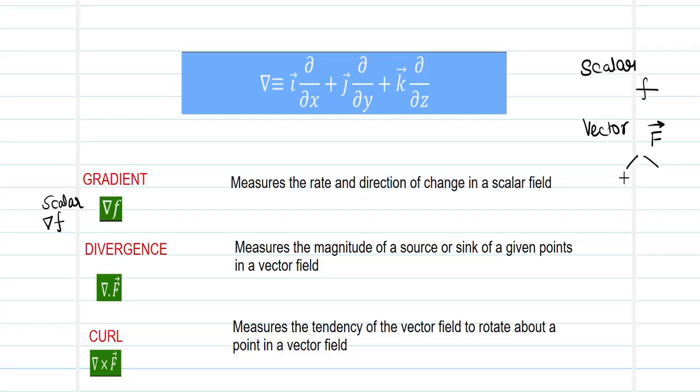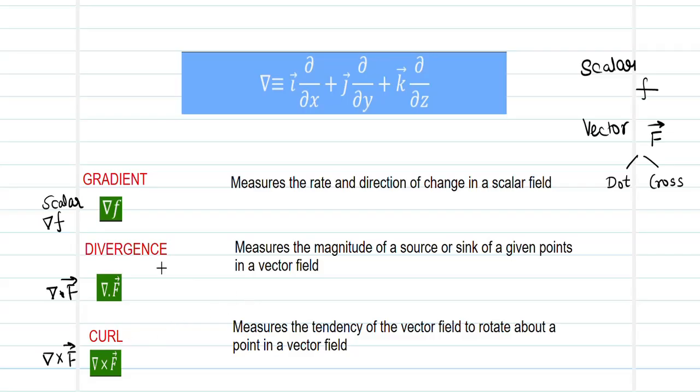When it comes to a vector, we know that the operation on a vector can be of two types. One is the dot product. The other one is the cross product. When you take the dot product with f vector, you call it by the name divergence. And when it takes a cross product with this f vector, you denote it by the name curl.